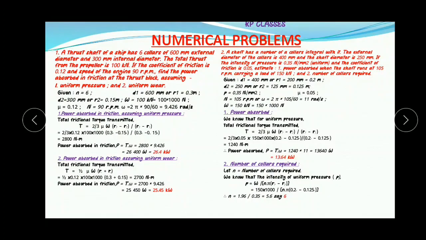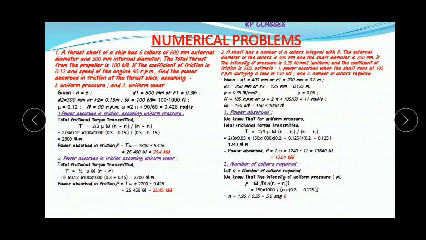And second one is number of collars required. In this problem, we are asked about the power absorbed and the number of collars required. Let us see what data are given. Here external diameter of 400 mm. Therefore, D1 equal to 400 mm, R1 equal to 200 mm, which is equal to 0.2 meter. Similarly, internal diameter of the collar equal to diameter of the shaft. So, D2 equal to 250 mm or R2 equal to 125 mm equal to 0.125 meter.